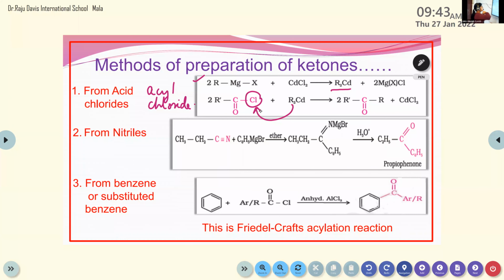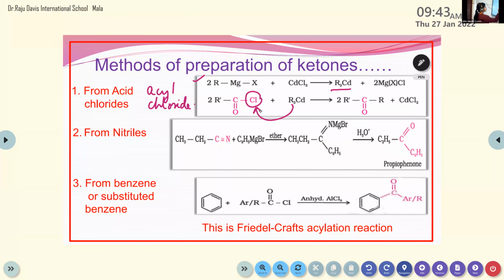Then second one, that is from nitriles. So here one example is given, CH3CH2C triple bond N. CN will be the functional group for nitriles, that will react with Grignard reagent, C6H5MgBr. RMgX is the general formula for Grignard reagent. Here we are taking one example, C6H5MgBr in the presence of ether.